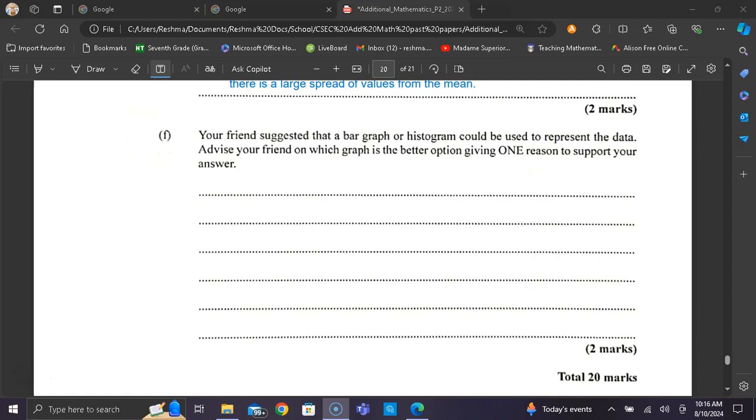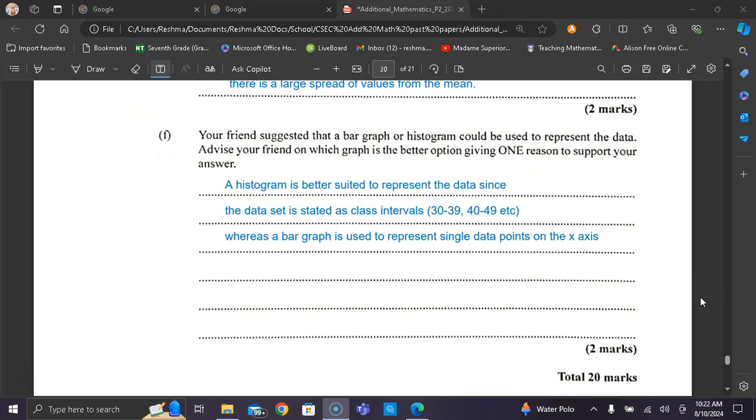So let's say that. For the 2 marks, I said that the histogram is better suited to represent the data since the data set is stated as class intervals 30 to 39, 40 to 49, etc., whereas a bar graph is used to represent single data points on the x-axis.